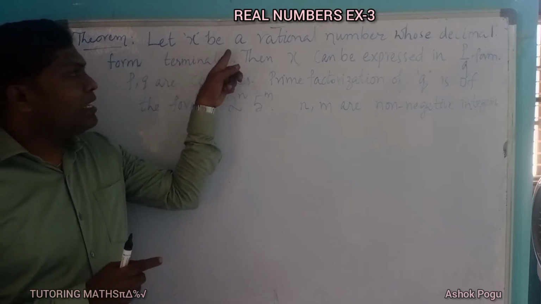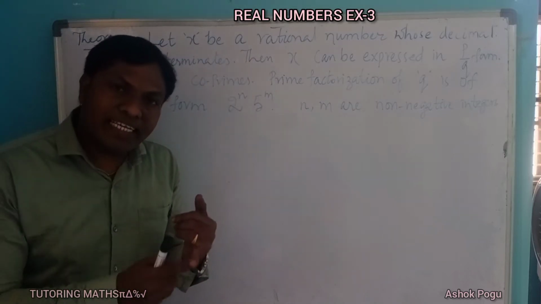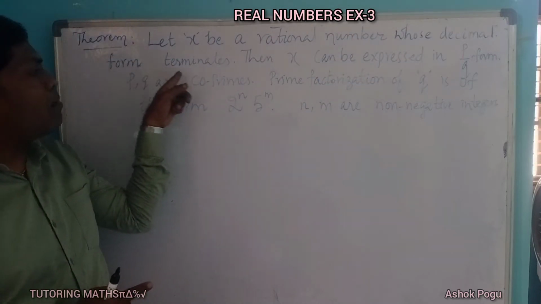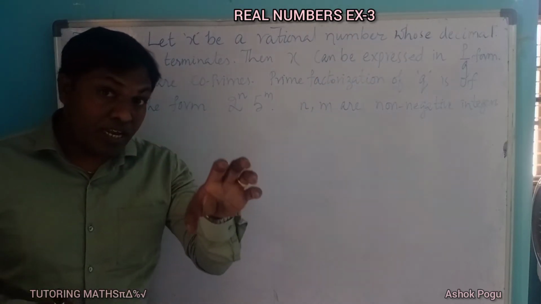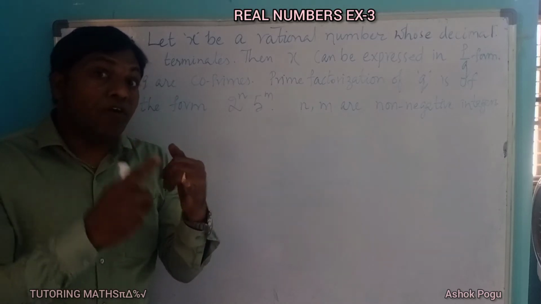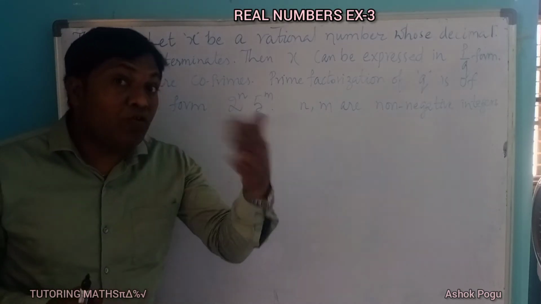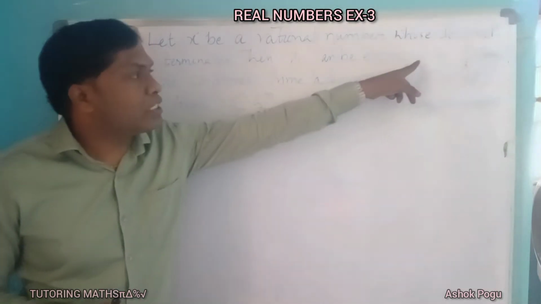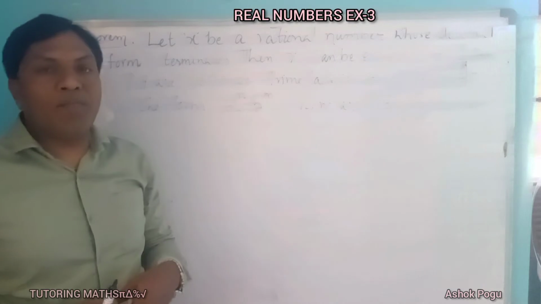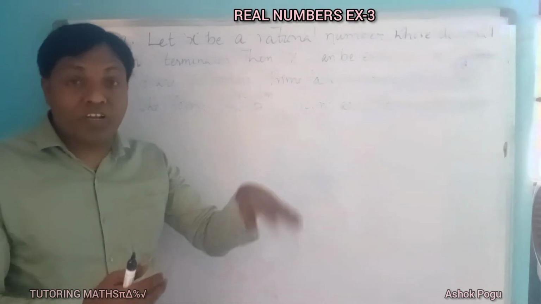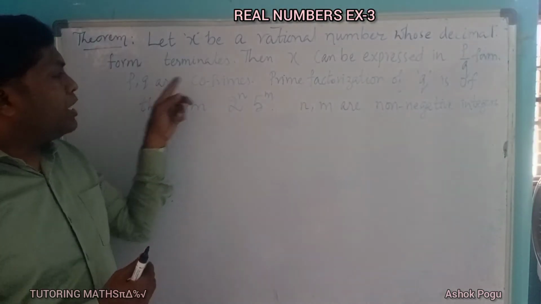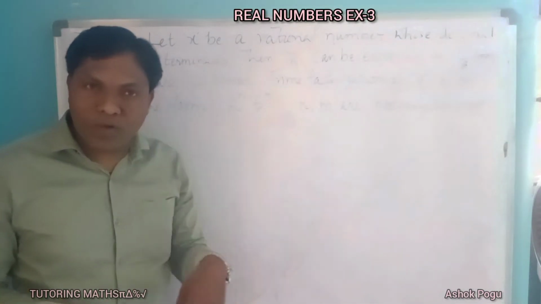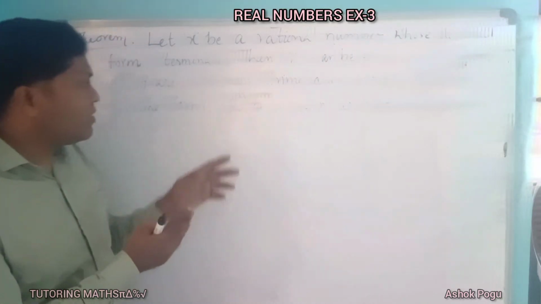Let x be a rational number. You take x as a rational number whose decimal form terminates. If you convert the rational number into decimal form, that should terminate. Then x can be expressed in p by q form, where p and q are co-primes. Yes, there are no common factors for p and q. They are co-primes to each other.